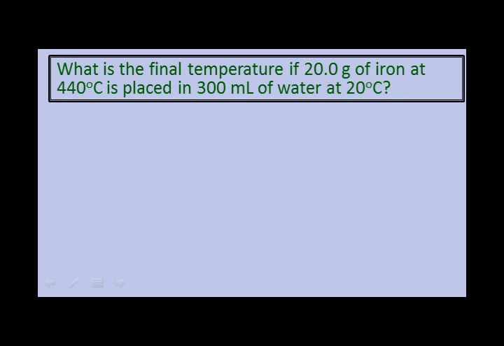What is the final temperature if 20 grams of iron at 440 degrees Celsius is placed in 300 milliliters of water at 20 degrees Celsius? Well, the Q for the iron, that's the hot item, plus the Q for the water has got to equal 0. That means that the MC delta T for iron plus the MC delta T for water must equal 0.